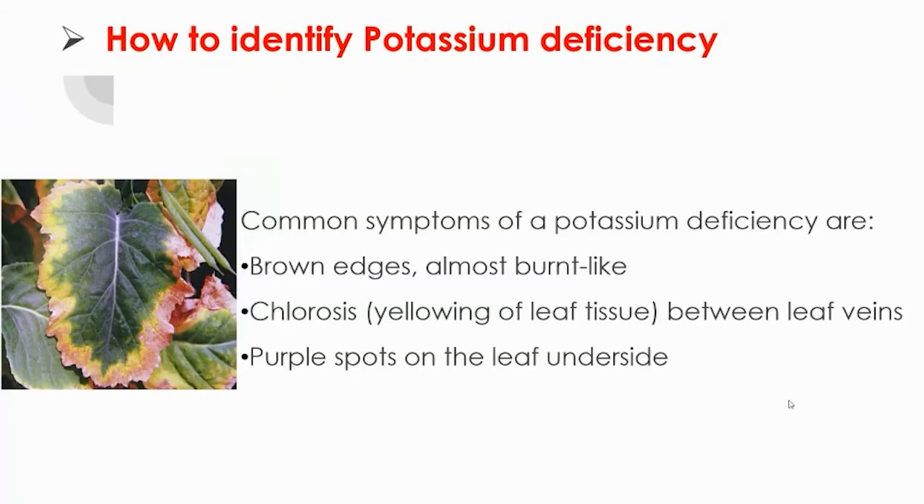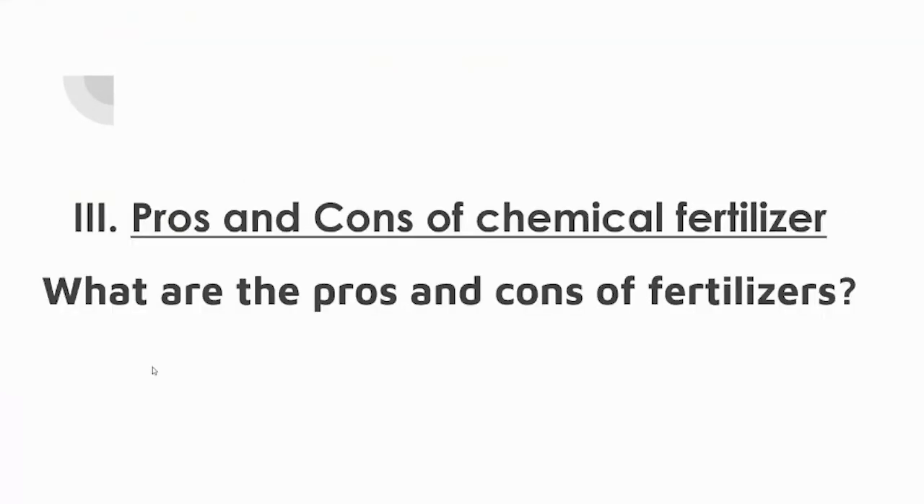The last one is potassium deficiency. Here, like the picture has shown, there are brown edges, mostly burn-like. So you see the edge of the leaf looks burned. Chlorosis, yellowing of the leaf tissue between the leaf veins, and purple spots on the leaf underside. So that is the last part of my presentation, and the next part will be teacher Sarinta.